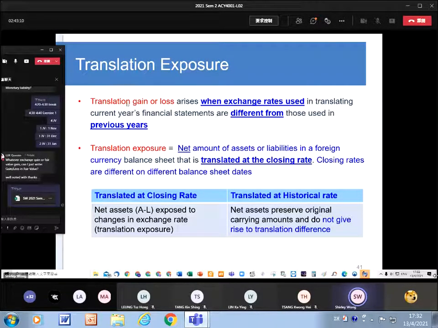When there is exchange gain or loss, that means you are using different exchange rates, and the exchange rate is different between previous years and the current year. Finally, you will have a translation difference if you use the closing rate method. However, for historical rates, you always use the rate at the date of the transaction, so there will be no translation difference.